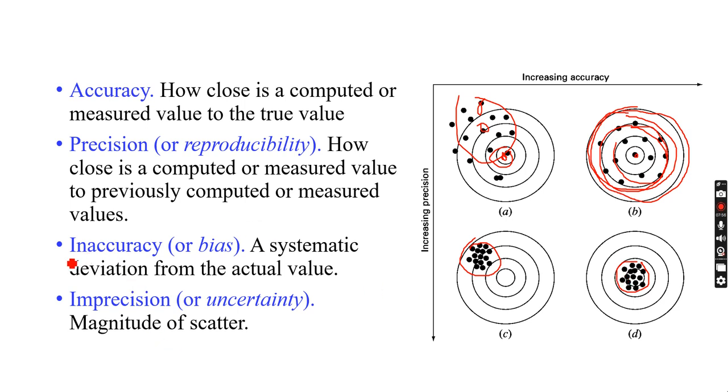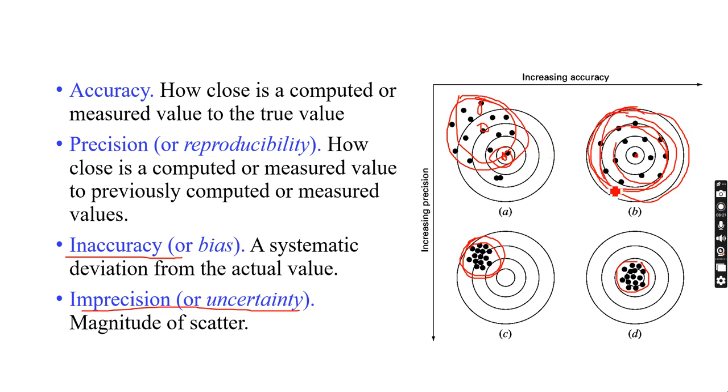Then we have two more points: inaccuracy, or a systematic deviation from the actual value. So this result is very inaccurate. Then we have imprecision, or uncertainty. So the magnitude of scatter, like the scatter over here from the true value, is very large, but at the same time it's also very inaccurate.